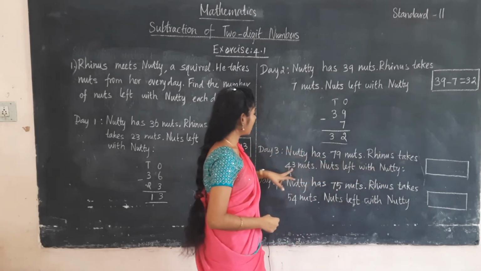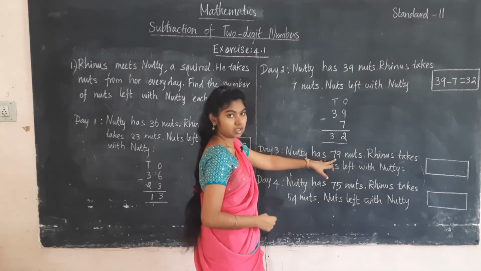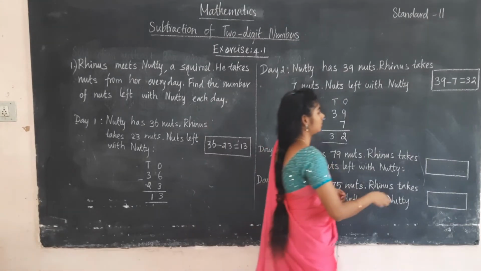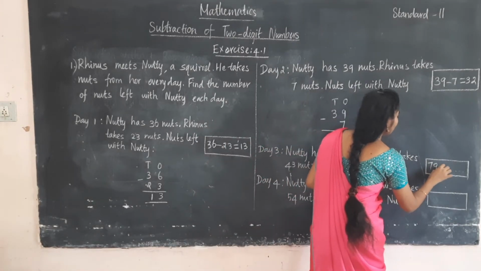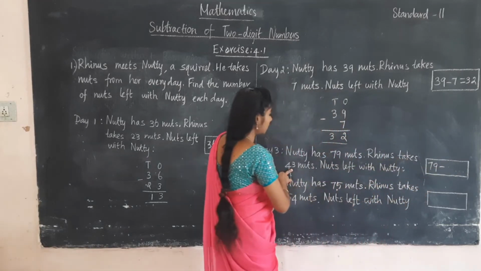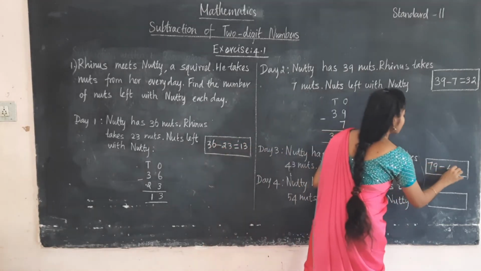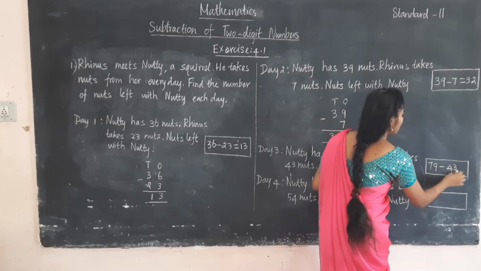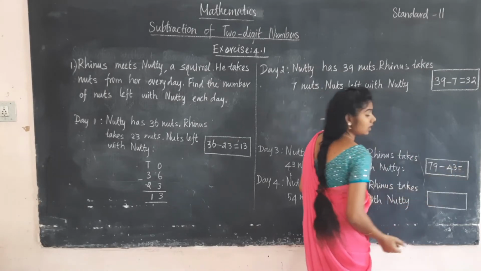You will subtract the number 43 from the number 79. So you will subtract 43 from 79, that is 79 minus 43. Find the answer and write it here.